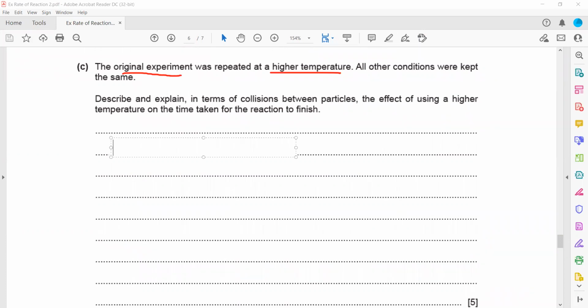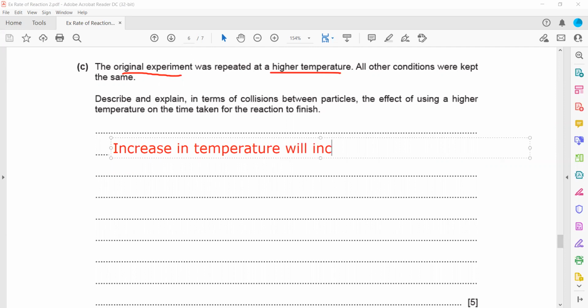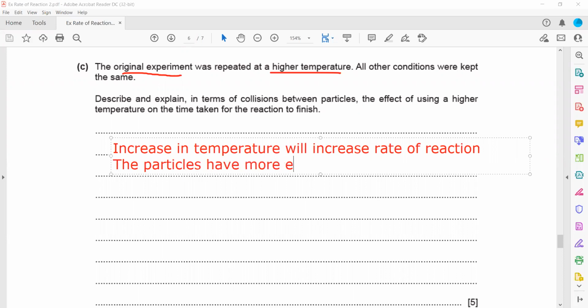So first, what will happen when we increase the temperature? It will increase the rate of the reaction. That is one thing. But why does it happen? Because the particles will have more energy, so they will collide more frequently. The particles have more energy, so they will move faster.